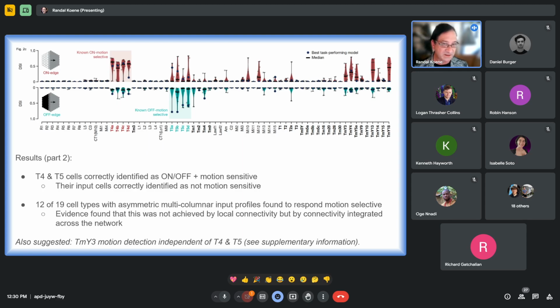T4 cells are sensitive to on edges, while T5 cells are sensitive to off edges, as confirmed by prior experimental characterization. And the supplementary materials of the paper describe another cell, actually, TMY3, that was predicted to be motion sensitive with direction preferences. And if I read that material correctly, this is a type for which that may not have been previously determined experimentally, but I'm not sure because I'm really not an expert on fly experiments. So someone else can correct me there if that's not true.